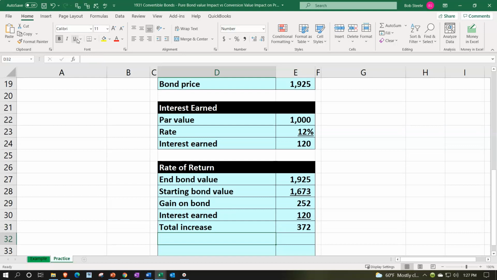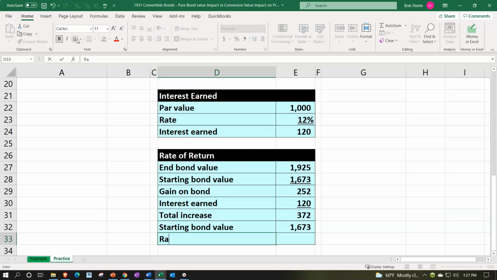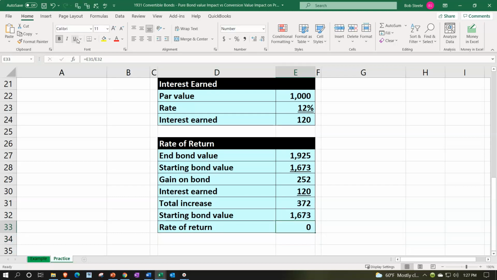If we compare that then to the starting point, our starting value, the cost, in other words, of the 1,673, we would get then our rate of return, which would be equal to the 372 divided by the 1,673, making that a percent. Numbers group, percentifying it, couple decimals. So we got the 22.24 on the percent.